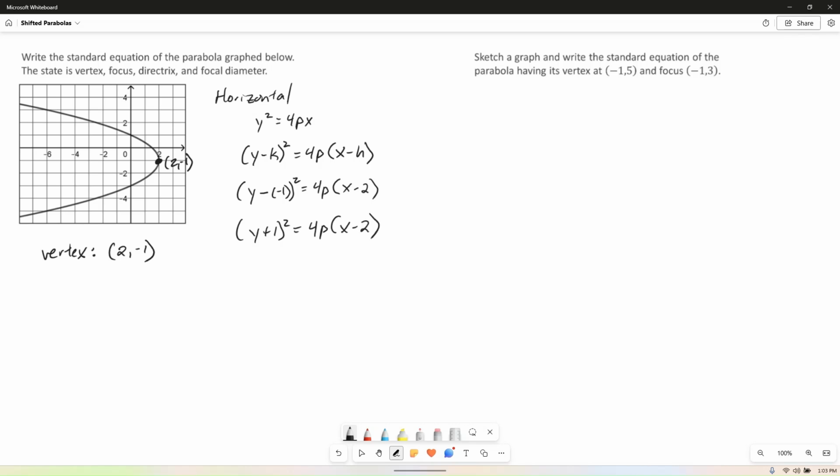Okay, and as we look at those two expressions, x minus 2 means the graph shifted in the positive x direction a distance of 2, which is where the point 2, -1 is. And the y plus 1, we're going to go in the opposite direction. So y plus 1 means the graph shifted in the negative direction a distance of 1. And again, that's where we see that -1 y value in our vertex. So our equation right now is y plus 1 quantity squared equals 4p times x minus 2.